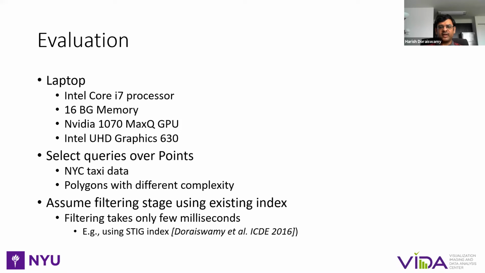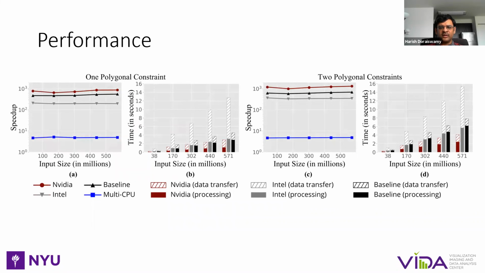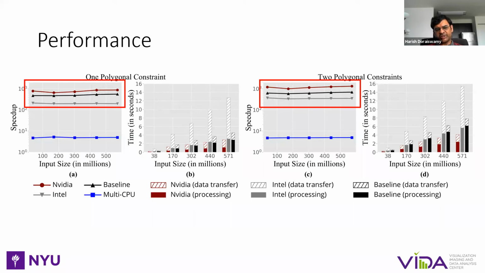Given that index filtering can be done very efficiently, we focus on the refinement stage, which is the main target of our model. We compare our approach with a traditional GPU baseline as well as a CPU baseline. While as expected, the GPU-based approaches outperform the CPU-based approach, what is interesting is that our approach on the NVIDIA GPU is consistently faster than the GPU baseline. This is again because of the way we make use of the graphics operations to enable efficient processing.